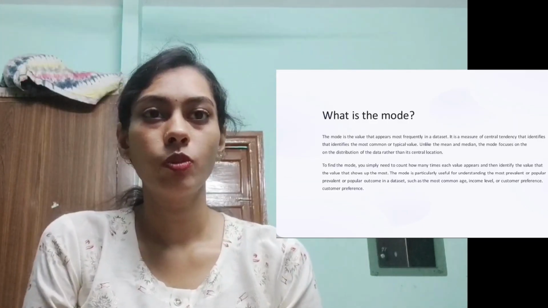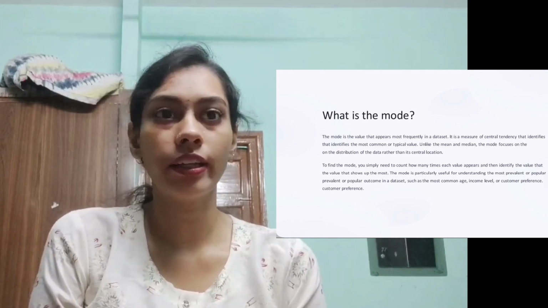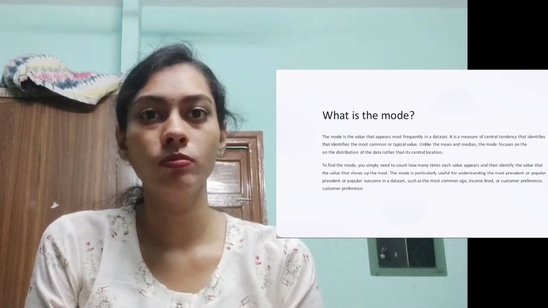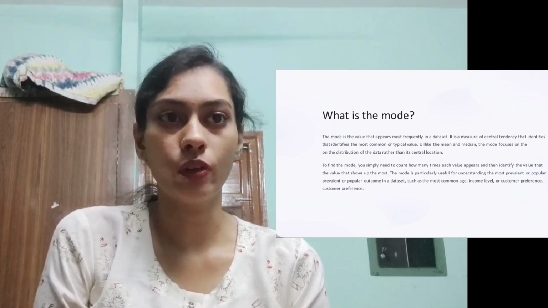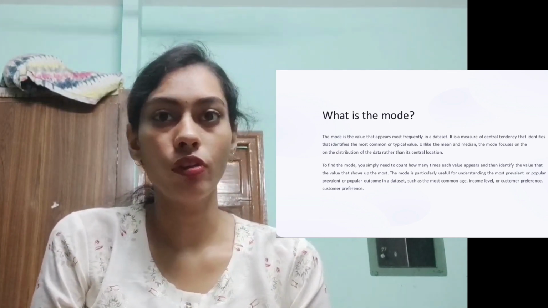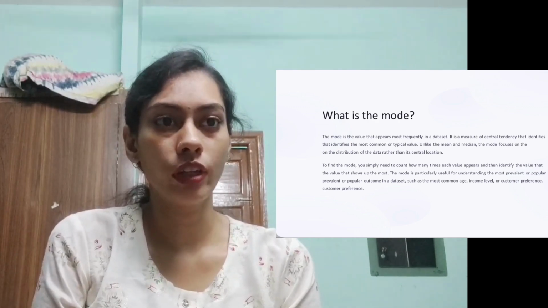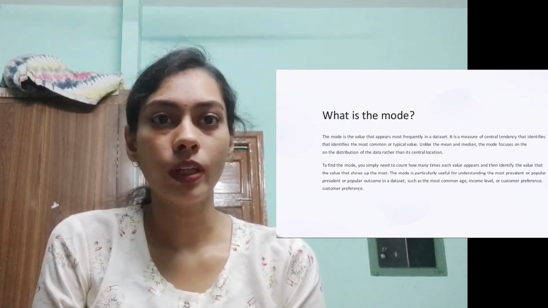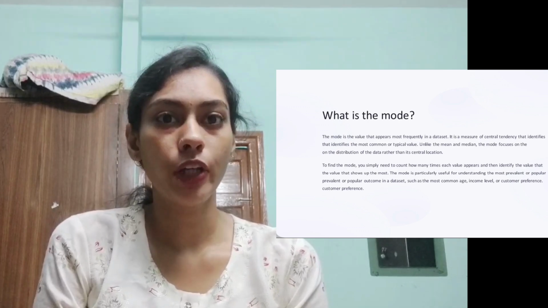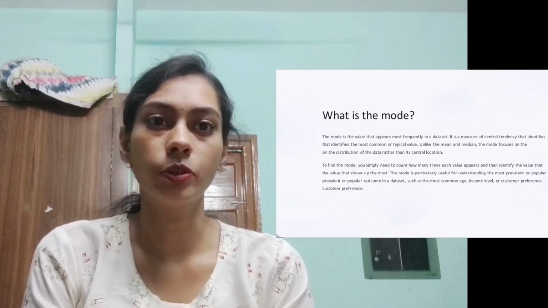Next part, mode. The mode is the value that appears most frequently in a data set, indicating the most common or typical value. To find the mode, count the frequency of each value and identify the ones with the highest occurrence. For example, in the data set 2, 3, 4, 2, 5, 2, 3, the mode is 2 as it appears 3 times. The mode is particularly useful for understanding prevalent outcomes in multimodal distributions.